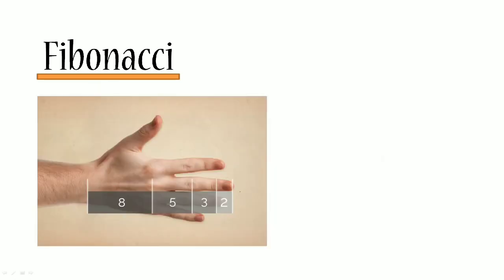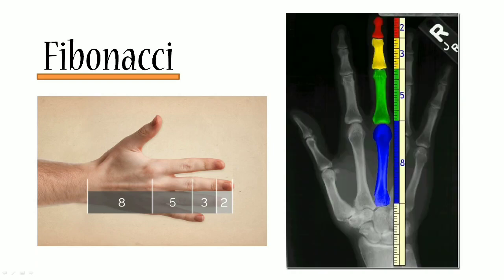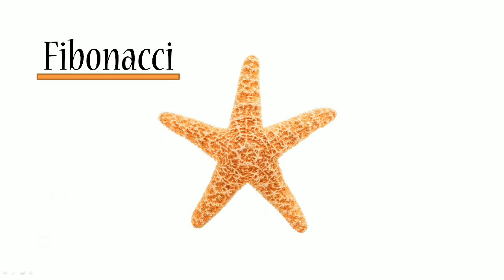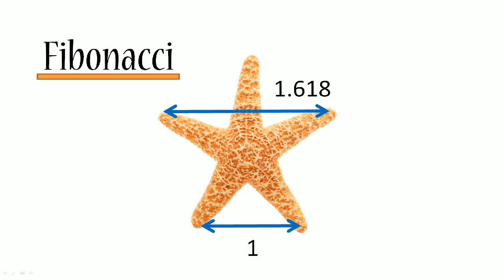Next, your fingers, actually, your phalanges on your fingers actually are in the same ratio as the Fibonacci numbers, so 2, 3, 5, 8. If you don't believe this picture, then here's an actual X-ray. Also, if you take any starfish and you measure its base and take it as a 1, then the distance between these two limbs will be 1.618.